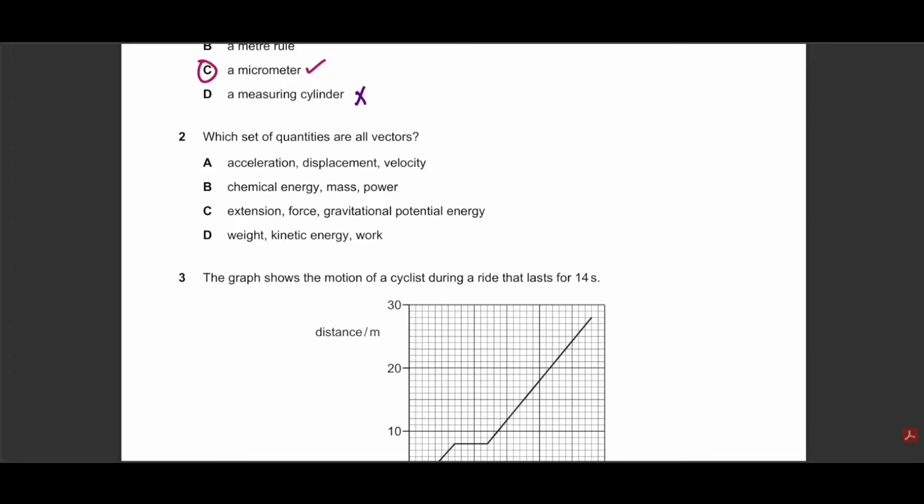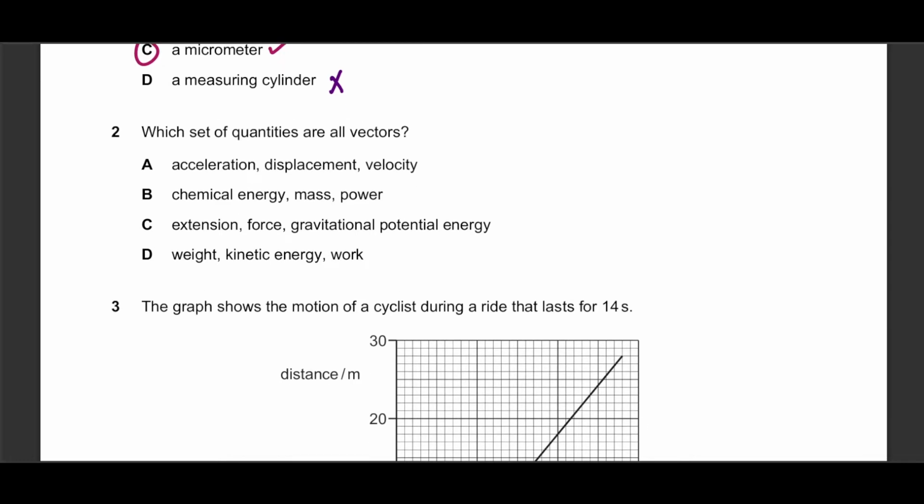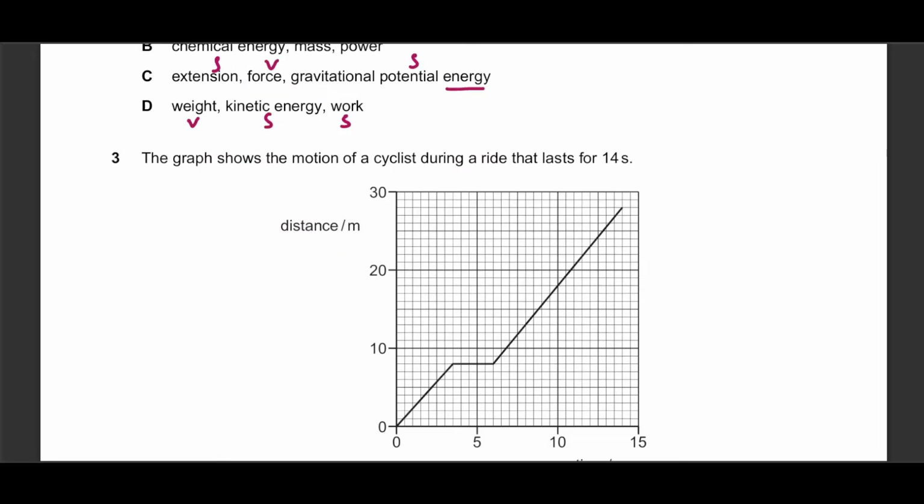Question 2. Which set of quantities are all vectors? So this is vector, vector, vector. This is scalar, scalar, scalar. Extension is also scalar. Force is vector. Energies, all types of energies, are scalars. Weight is a vector. Kinetic energy is a scalar. Work is a scalar. So all vectors is only option A.